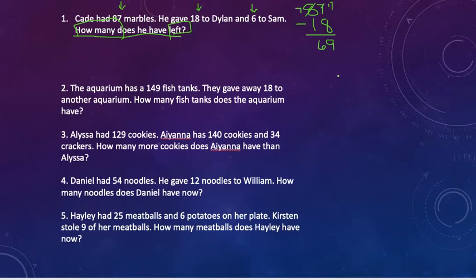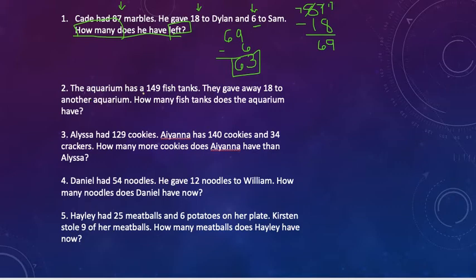However, our answer is not 69 because it says he also gave 6 more to Sam. So we're going to do 69 minus 6. 9 minus 6 is 3. 6, we're not subtracting with anything, so we just bring that down. 63. So Cade has 63 marbles left. So you need to be careful when reading through these problems because they'll add extra steps or extra information just to trick you. All right, let's move on to the second one.